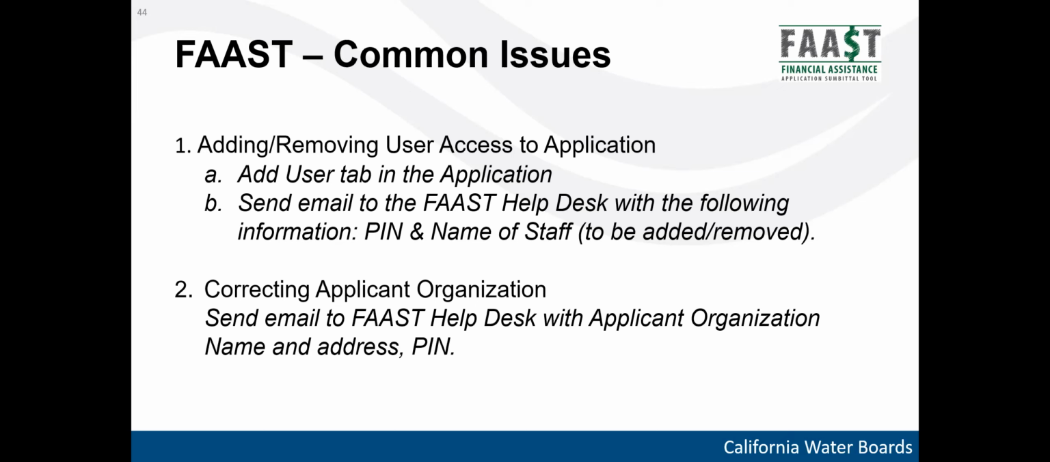So the way to do that would be to send an email to the FAAST help desk with the applicant organization name, their legal entity name, and their address, and the proposal identification number, and then we can correct it behind the scenes. So it's an easy fix, so you don't need to panic, but you just contact the FAAST help desk and we can take care of that for you.